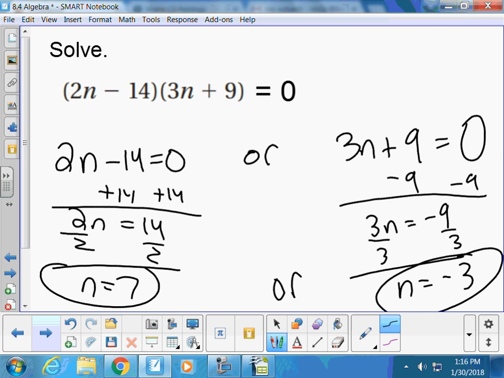So who would be interested in hearing the way you could do that all mentally? I would. Only one person wants to save time. Come on, everybody wants to save time. So to do it mentally, you look at this value, you take the opposite of this number. Since it's a negative 14, I would take a positive 14, and you would divide it by the coefficient of the variable. So I would divide by 2. So positive 14 divided by 2 equals 7. Make sense? Isn't that awesome?